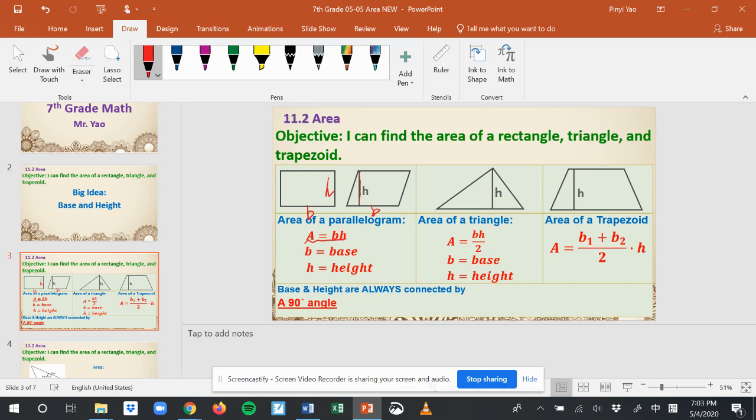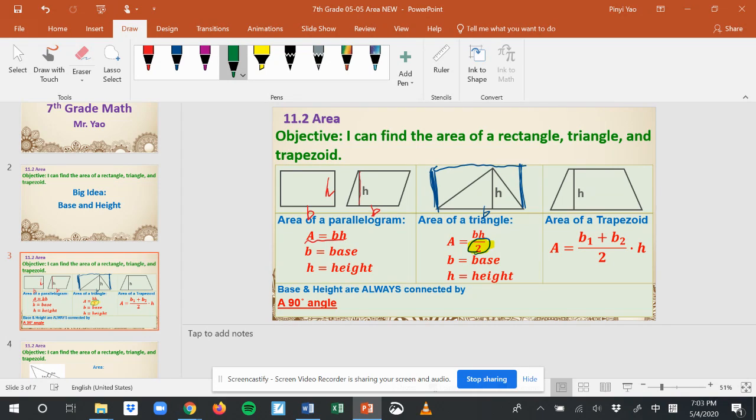As for a triangle, if you didn't notice, a triangle is inside a rectangle or parallelogram, and it's basically half of it. So it's base, which is right here, times height, then divided by 2. That is the key. So you remember that a triangle is always going to be divided by 2. Next, a trapezoid. Same thing, base times height divided by 2.